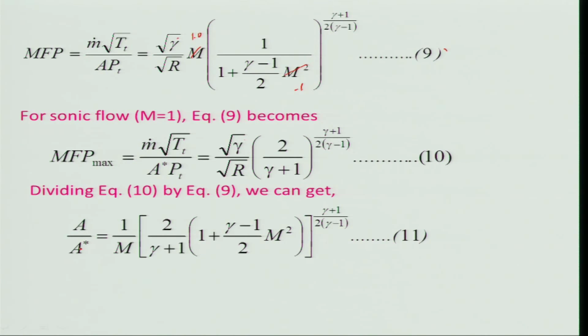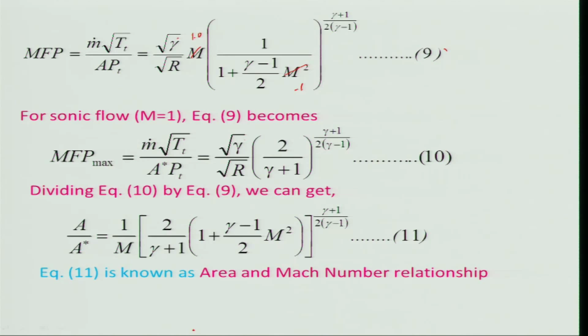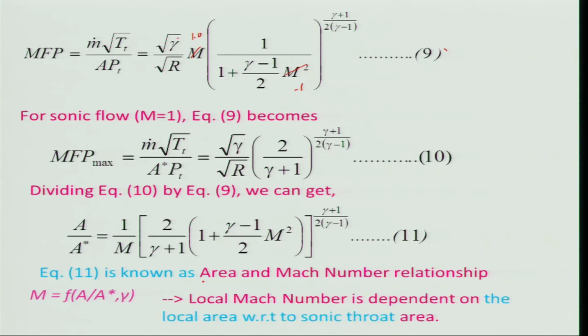So what it indicates is that this area ratio is a function of Mach number and gamma, and this is known as the area Mach number relationship. What it indicates is that the local Mach number is dependent on the local area with respect to the sonic throat area, that means A star. If you look, this is your sonic throat area.